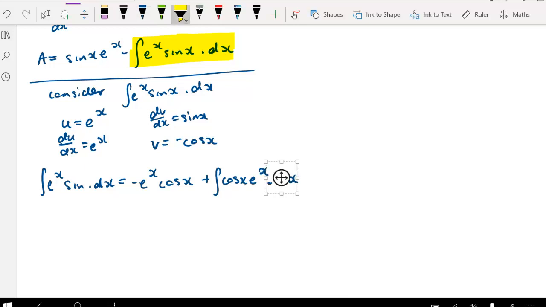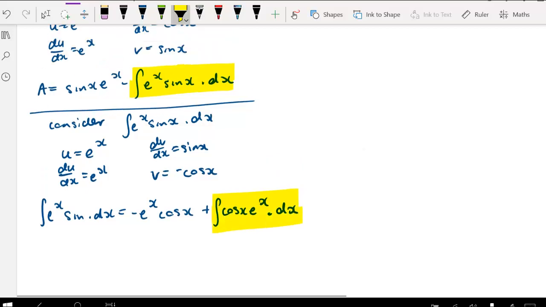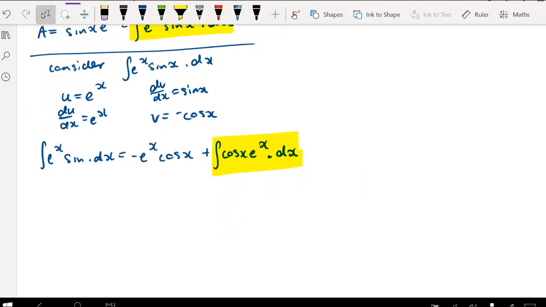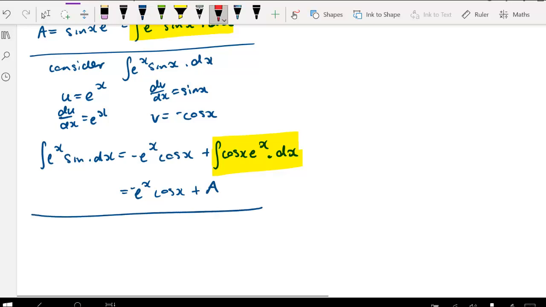Now this should be familiar. Right at the start, we let a equal the integral of e to the x cos x. So that means this is actually equal to negative e to the x cos x plus a. So now we can sub this back into the original.